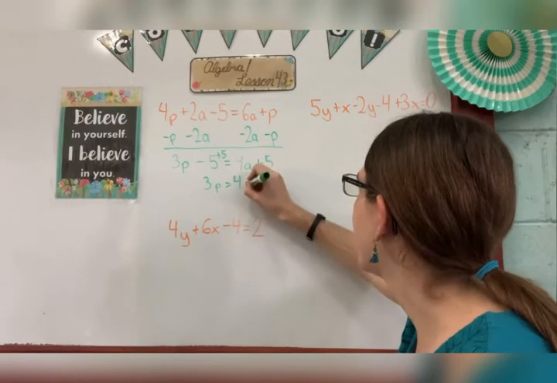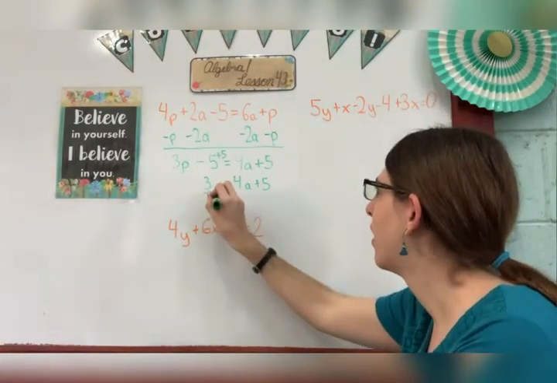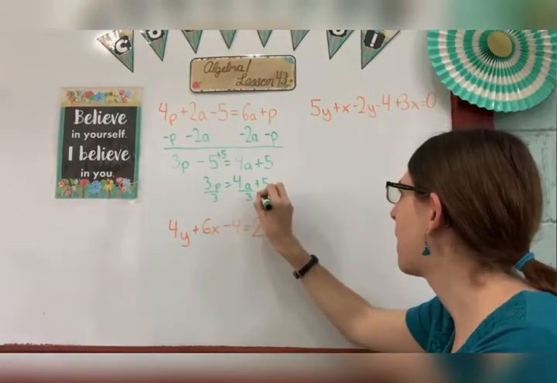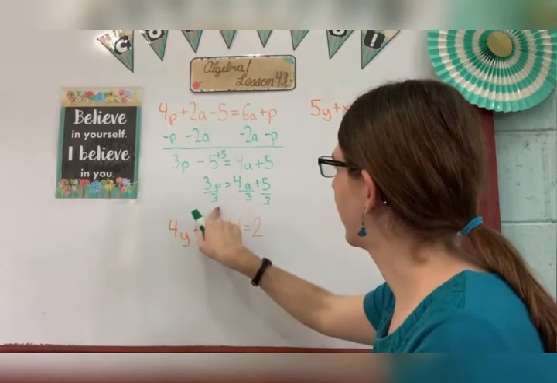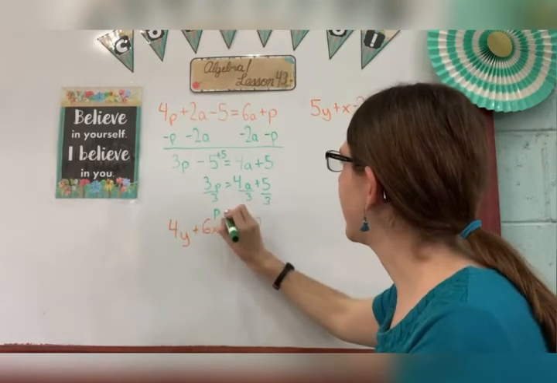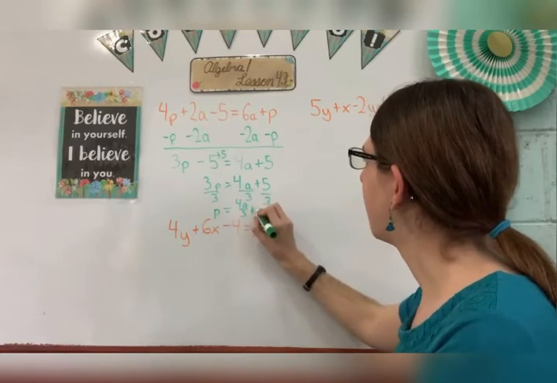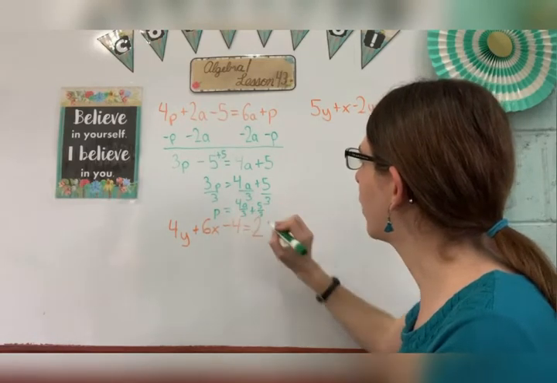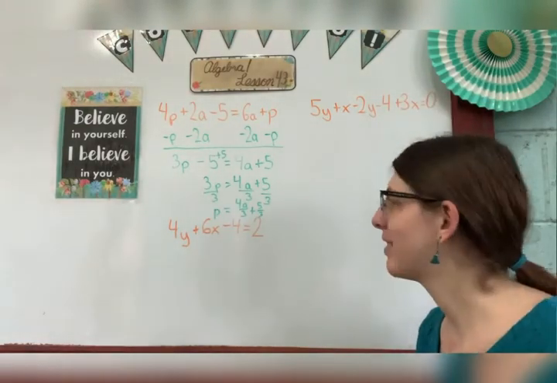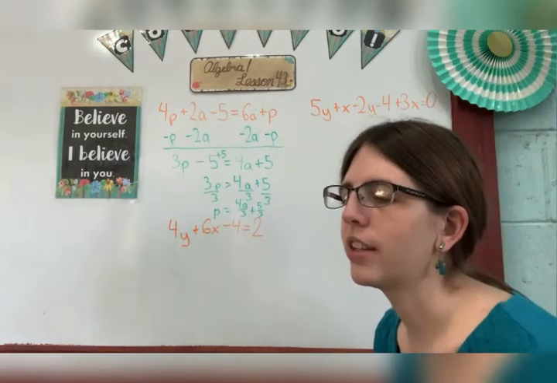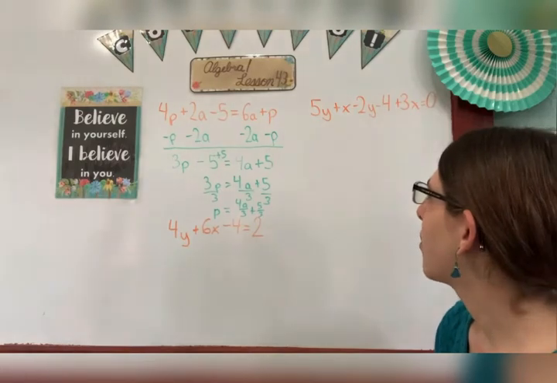equals 4a plus 5. To get p by itself now, I divide each term by 3. And I get, whoops, don't have 3 on this side, I got rid of it. P equals 4a over 3 plus 5 over 3. Sorry, it's really squished there. Hopefully you can kind of see that. It's also in your book. That's example 43.3. All right, let's try another one.